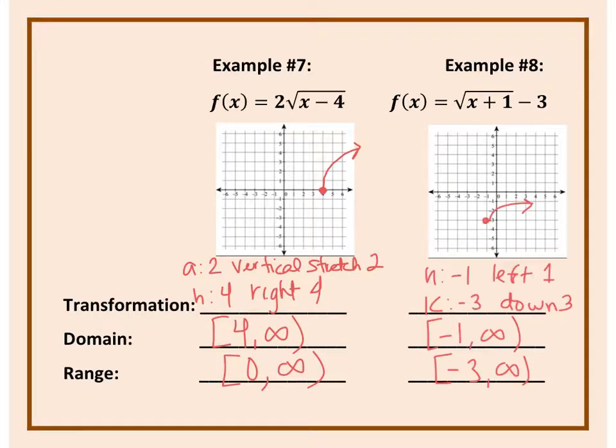This one had an h and a k, left 1, down 3. It looks the same as the parent function. My domain is -1 to infinity. My range is my y. My range is -3, and it's going to go up forever, so we put infinity.